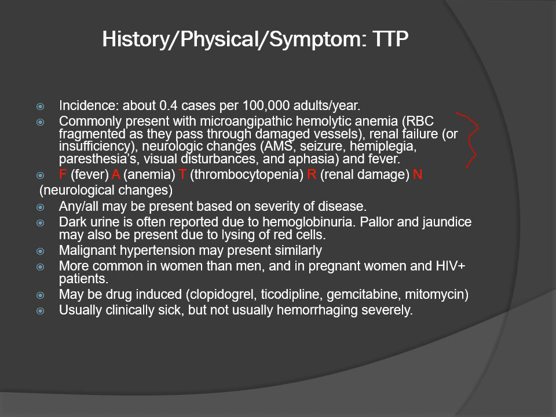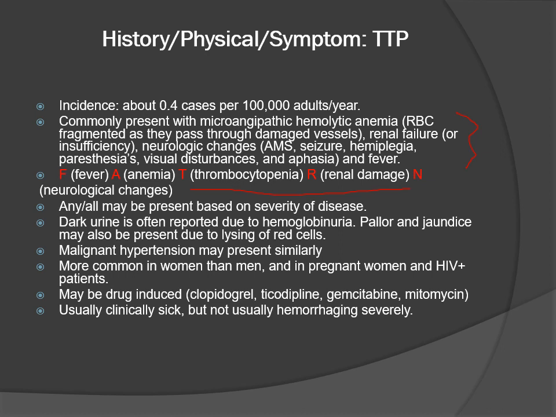So just remember that, and that's all just listed out up here, but this is a lot easier to remember here, this acronym. Any or all of them may be present based on the severity of the disease. Classically, it's taught that the renal failure is pretty bad. They often have dark urine because of hemoglobinuria, and pallor and jaundice often present due to the lysing of red cells, and that can be present in a lot of coagulopathies, not necessarily specific to TTP.